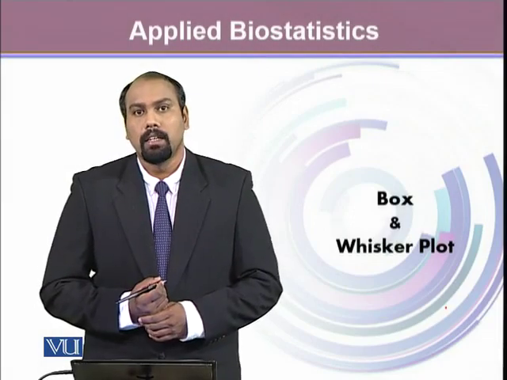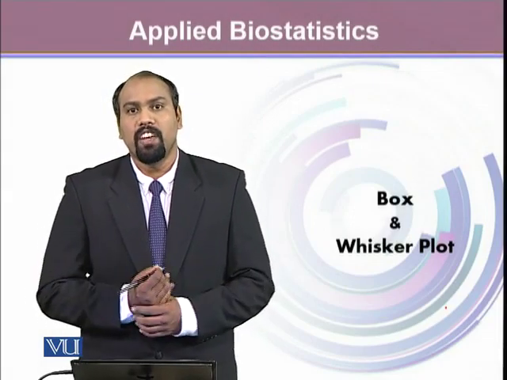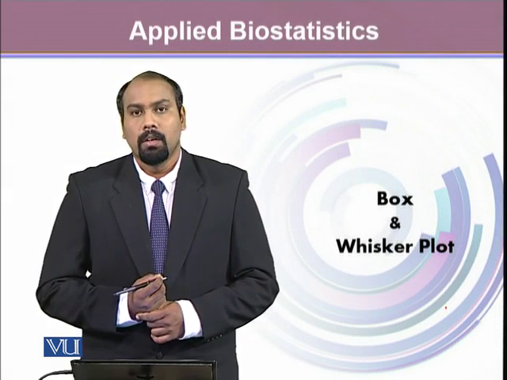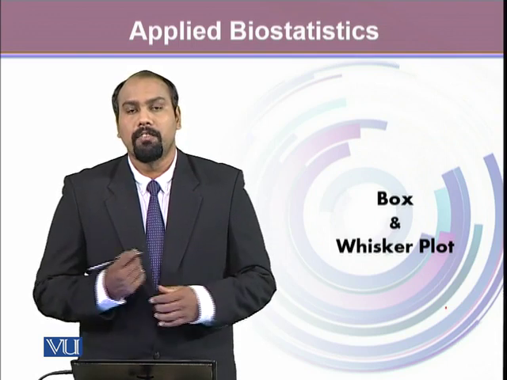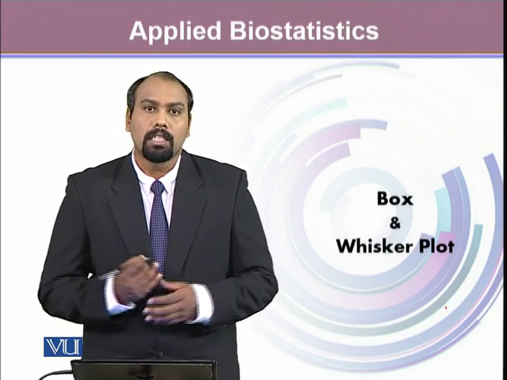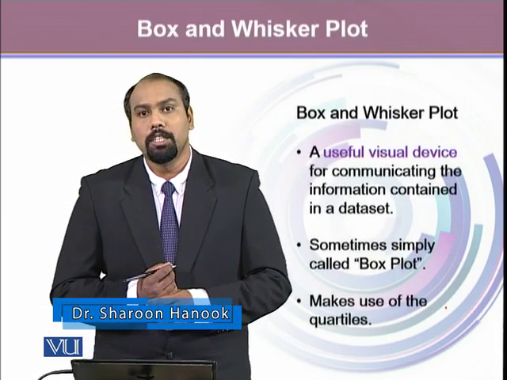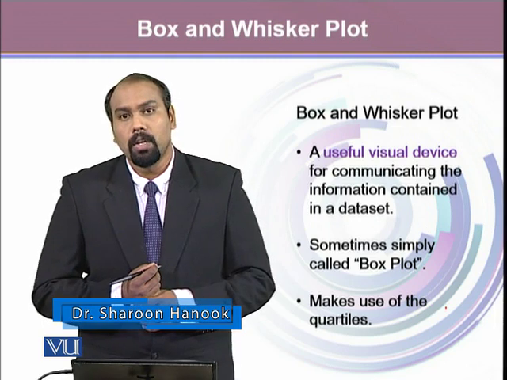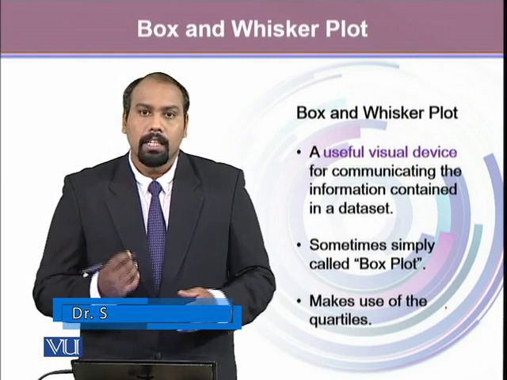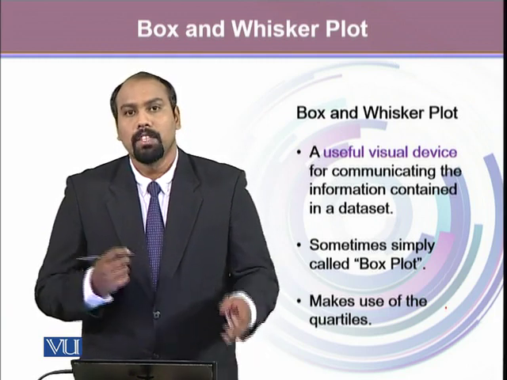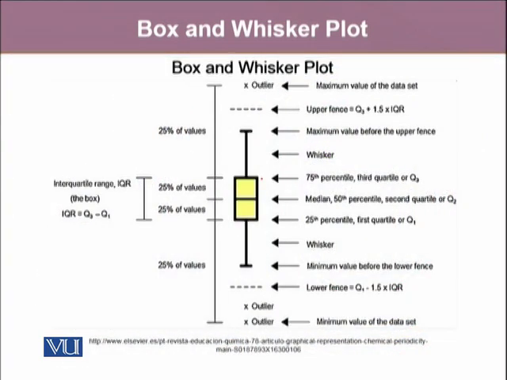While we are conducting descriptive analysis, it is very important to know the distribution of our variable. One of the very important measures that is very commonly used is called the Box-and-Whisker Plot. A Box-and-Whisker Plot is a useful device to look at our distribution. It's simply called the box plot, and it makes use of the quartiles. So this is the box and these bars are the whiskers.